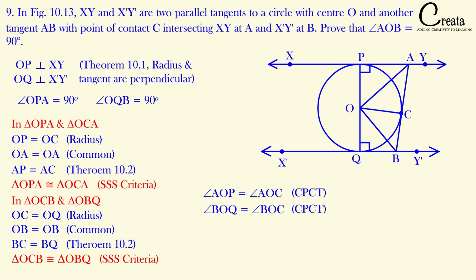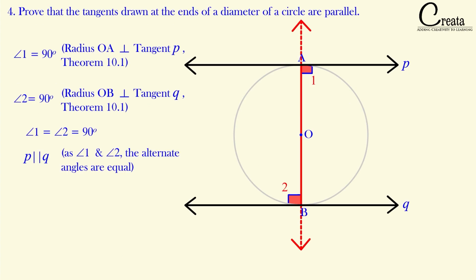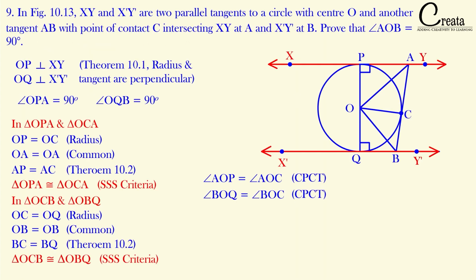Let's move further. In the question, it is given that XY and X'Y' are parallel to each other. And in question number 4 of the same exercise, we have done that the tangents drawn at the ends of the diameter of a circle are parallel. If these two tangents are parallel, it means PQ is a diameter. PQ is the diameter means PQ is a straight line. Got it? XY and X'Y' are parallel to each other. It means PQ is the diameter.